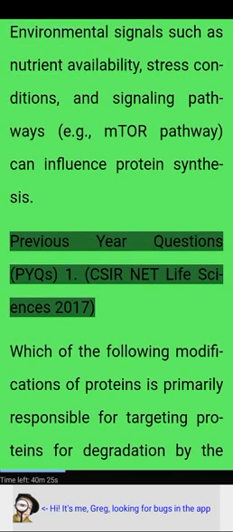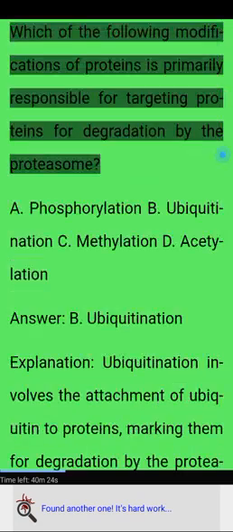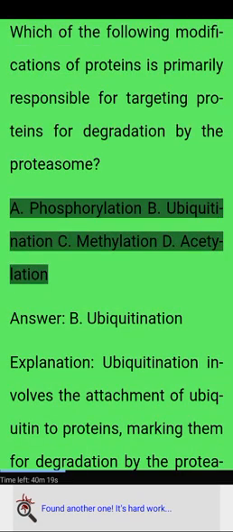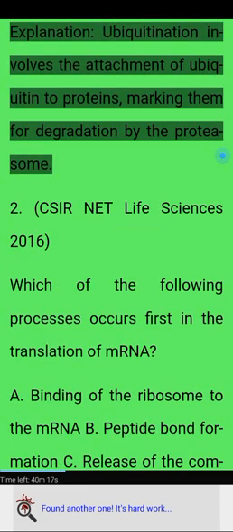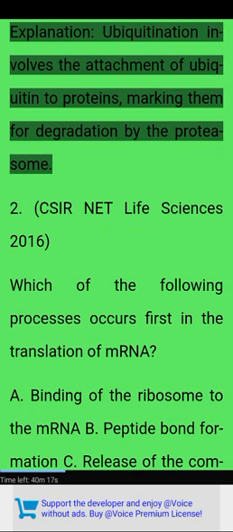Previous year questions (PYQs). 1. CSIR NET Life Sciences 2017. Which of the following modifications of proteins is primarily responsible for targeting proteins for degradation by the proteasome? A. Phosphorylation. B. Ubiquitination. C. Methylation. D. Acetylation. Answer: B, Ubiquitination. Explanation: Ubiquitination involves the attachment of ubiquitin to proteins, marking them for degradation by the proteasome.